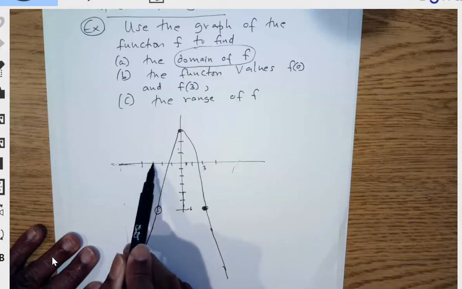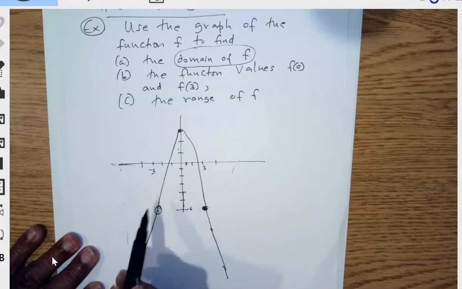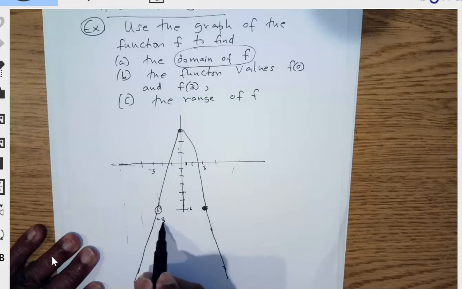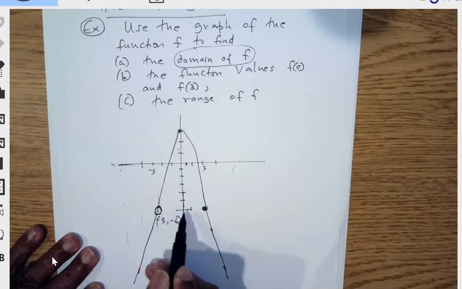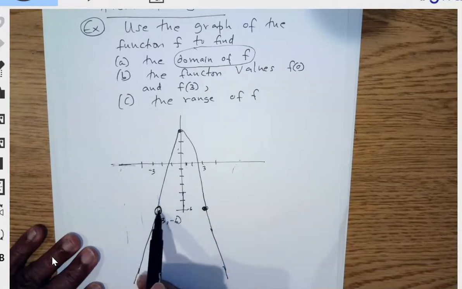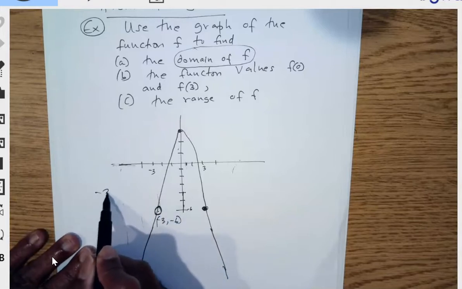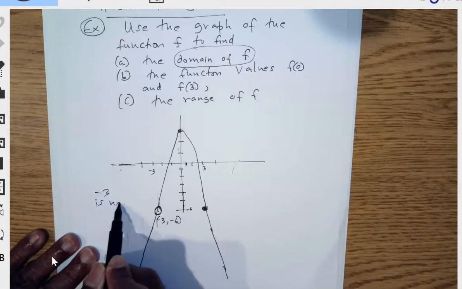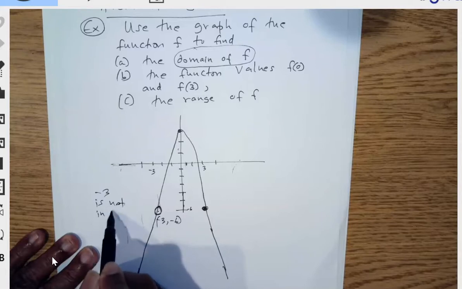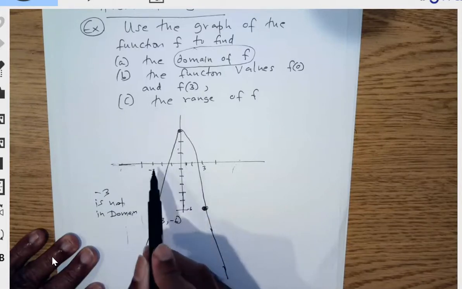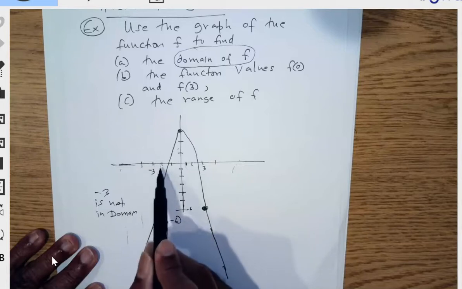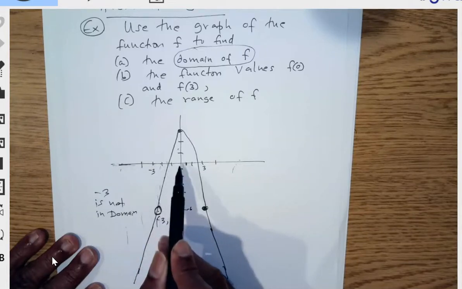But when you come up to -3, we have a problem. There is a point (-3, -6). You can see an empty hole there, which means -3 is not mapped. So we can say -3 is not in the domain. Make a note of that, and we keep moving on. Everything else is mapped.